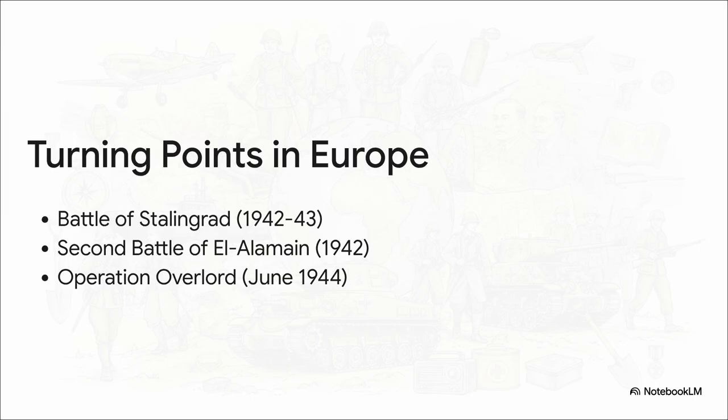Second, the Second Battle of El Alamein in late 1942, a major Allied victory in North Africa. And finally, Operation Overlord, which you probably know as the Normandy landings, in June 1944. This successfully opened up the massive Allied offensive in Western Europe.